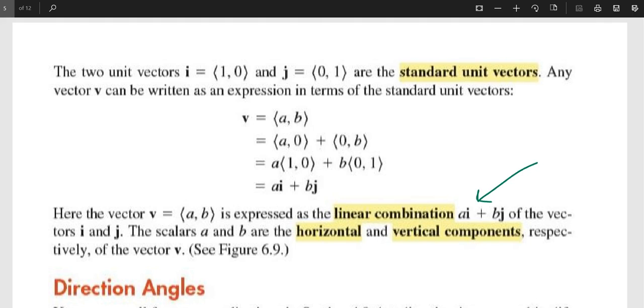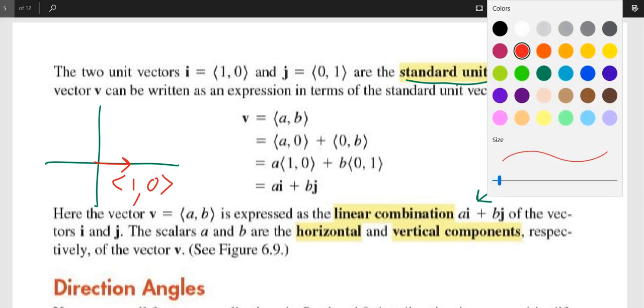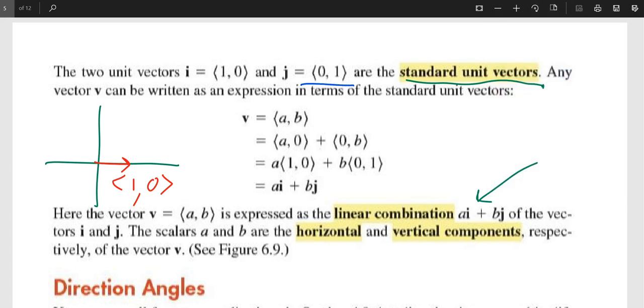Down here, we're going to get to something called a linear combination. Now, don't get scared, folks. This is really basic and easy. It's based on these two vectors called standard unit vectors. Okay, so which way does 1, 0 go? To the right, 1 unit. That's the vector 1, 0. Which way does 0, 1 go? North, 1 unit.